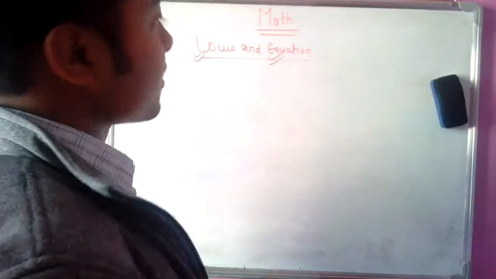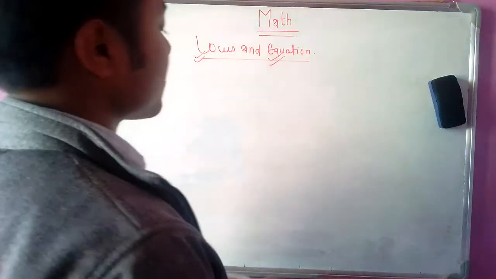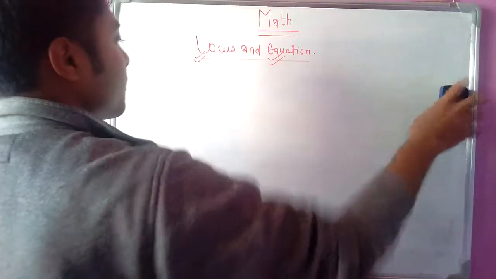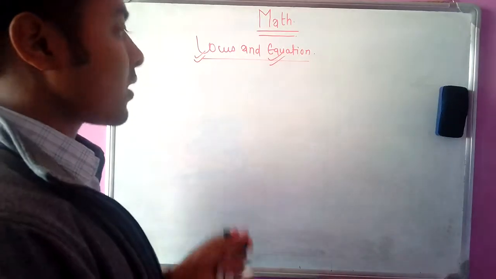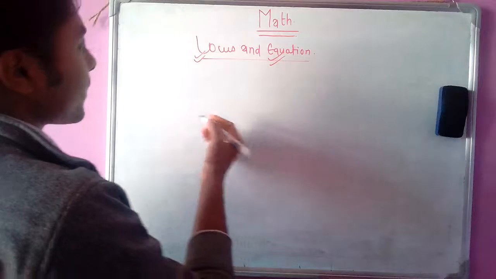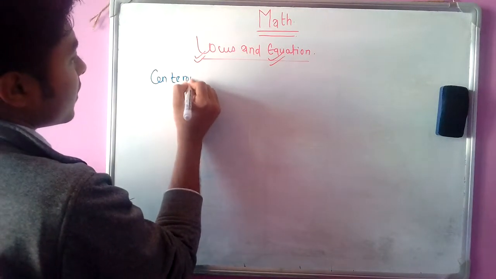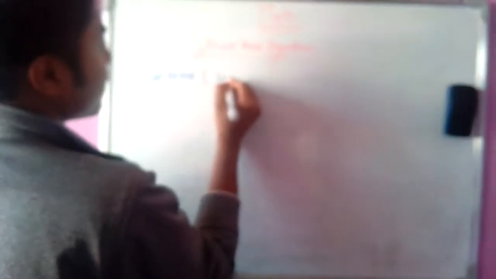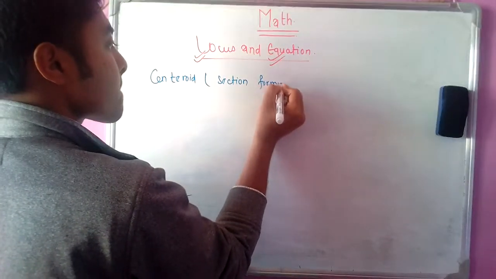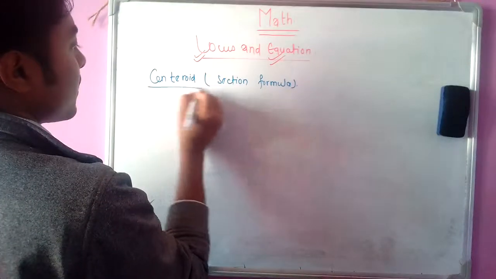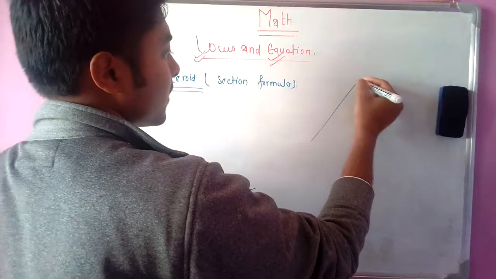Starting first this chapter or this topic, I would like to deal with some previous topic that I have forgotten to discuss in the previous topic, that is centroid. It is from section formula. Centroid, actually, what does it mean?